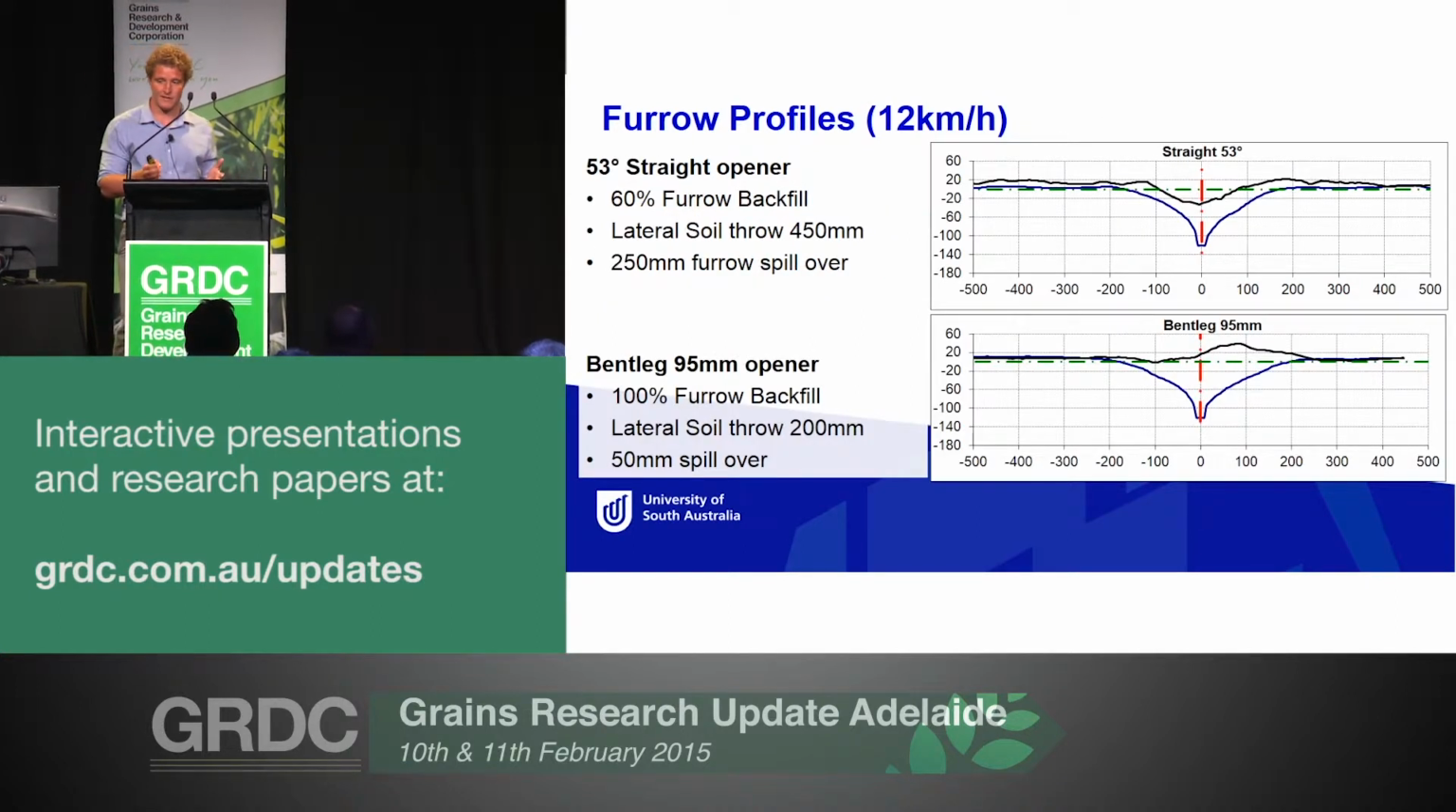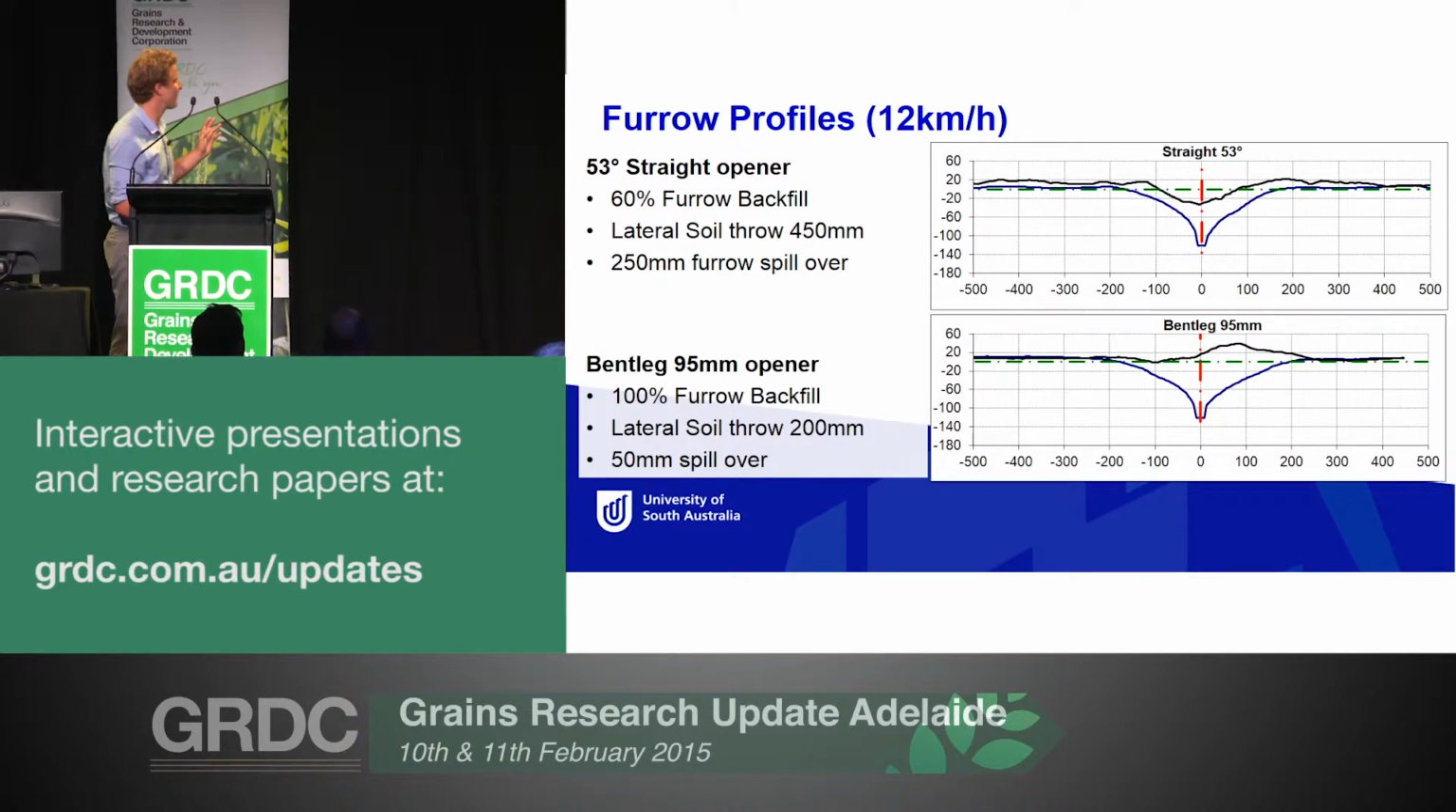To help understand these 2 results, here are the furrow profiles from the straight shank with the 53 degree rake angle and the Bentleg opener with the large offset on the bottom. As you can see, the straight shank has emptied the furrow, creating a dip area here and throwing soil laterally here with a large spillover from the furrow boundary.